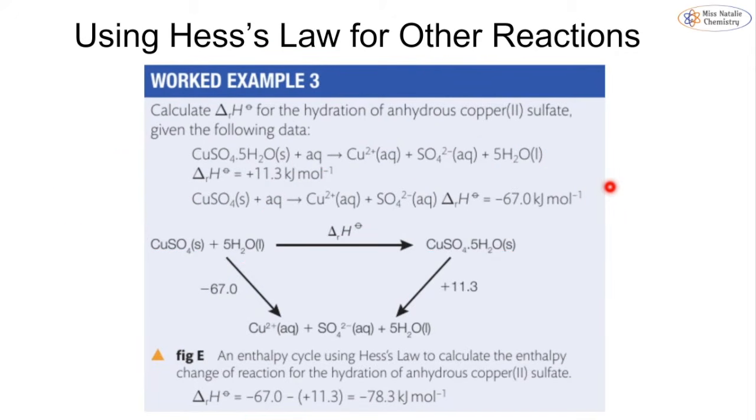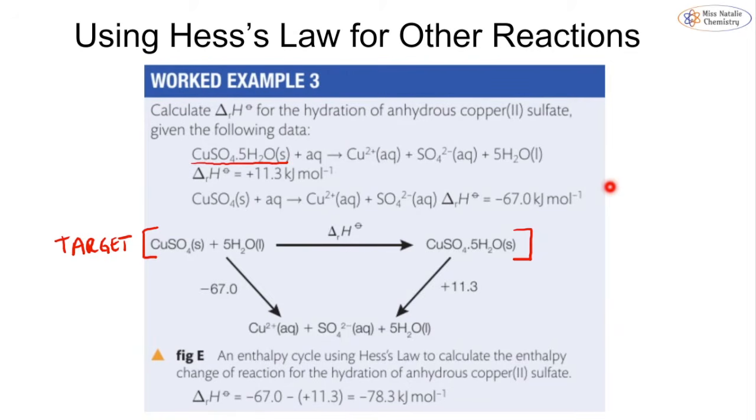And the last worked example is looking at the enthalpy of reaction for the hydration of anhydrous copper sulfate. Again, I'm given equations. So my target equation is this hydration: taking the copper sulfate, adding 5 moles of water to give me my hydrated substance. I then look at what I have. I've got my hydrated copper sulfate, and that's my product.